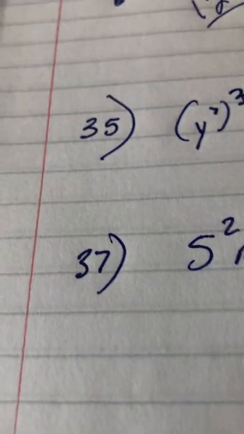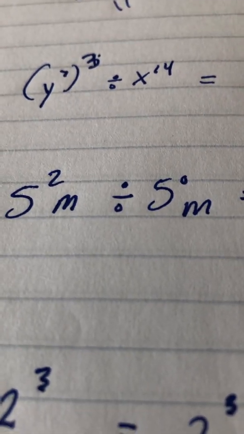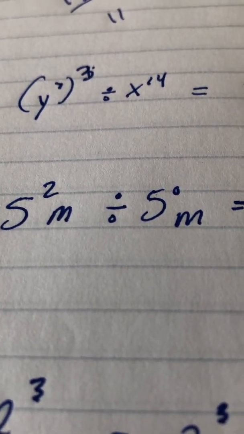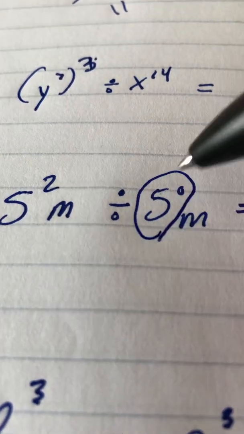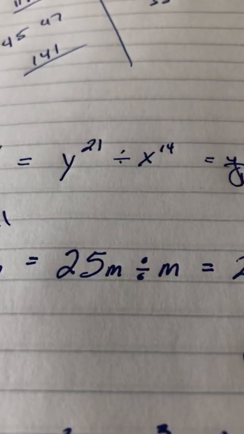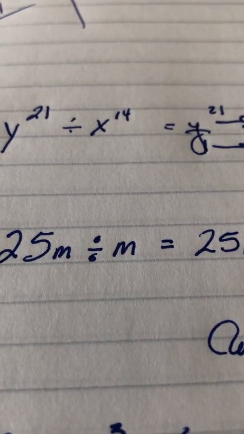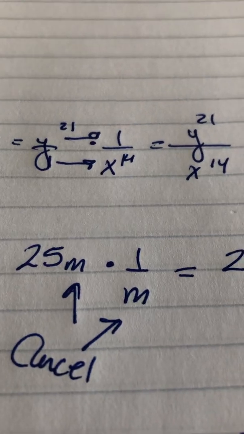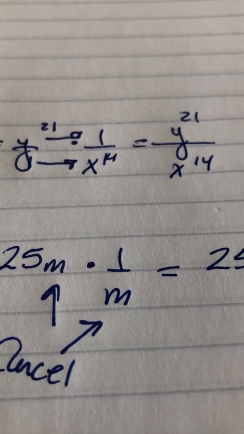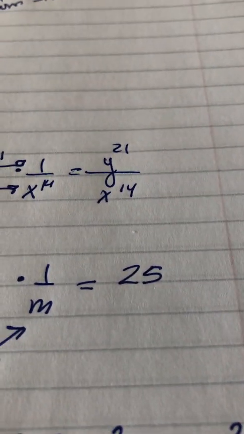All right, 37, your problem begins 5 squared m divided by 5 to the 0 power times m. Remember that anything to the 0 power is equal to 1. So this is really 25m divided by m. And you could at this point recognize that the m's will cancel. But if you want to convert the division to multiplication and have it 25m times 1 over m, the m's will cancel and you're left with 25.